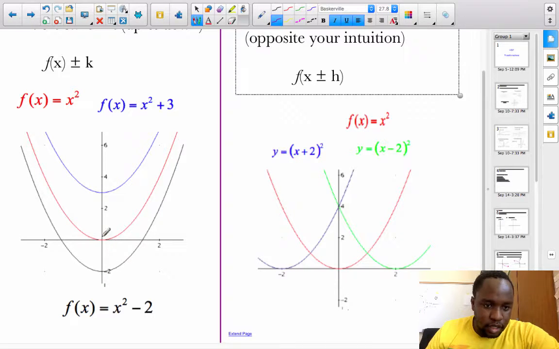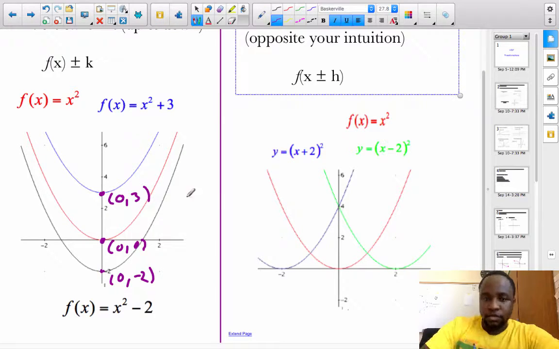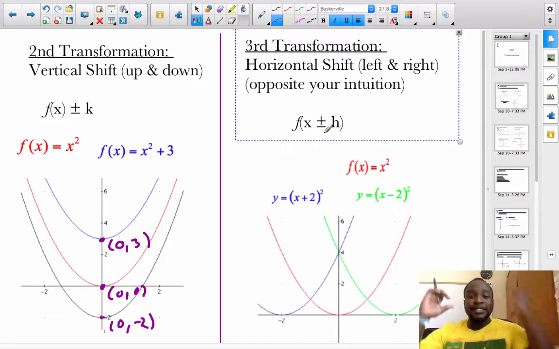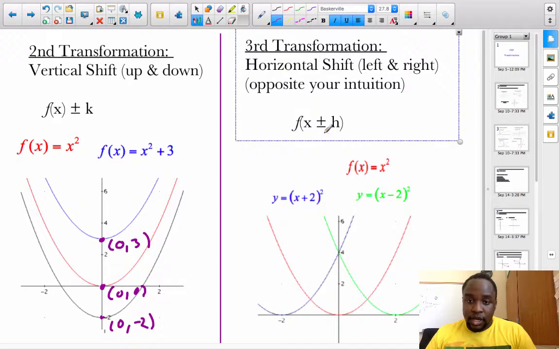See here, the vertex was 0, 0. If we shift up 3, the vertex is 0, 3. And if we shift down 2, the vertex is 0, negative 2. For horizontal shift, it shifts left and right. So it's f of x plus or minus h. That plus or minus happens inside the parentheses. It's important to note when things happen inside the parentheses and when operations happen outside of the parentheses. So we denote it as h.